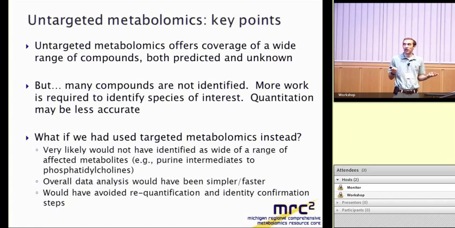The data analysis process would have been simpler and faster. If we happened to pick a pathway that was known to be of particular interest, we could have quantitated the metabolites in that pathway and wouldn't have had to go through all the workflow steps, which can take a long period of time, as those who've been involved in these studies can attest. We would have avoided the requantitation and identity confirmation, but the fact that we might have missed the pathways altogether that were really of greatest interest is justification for putting up with these challenges for untargeted metabolomics, at least in the case of this study.